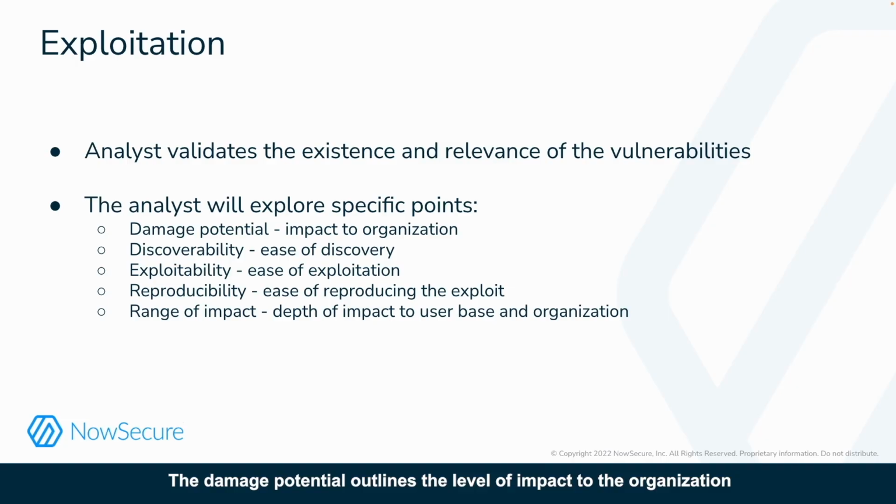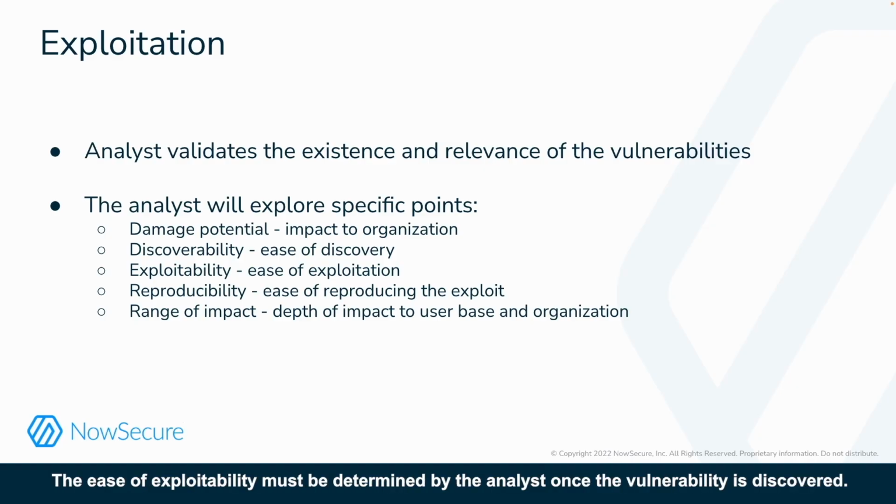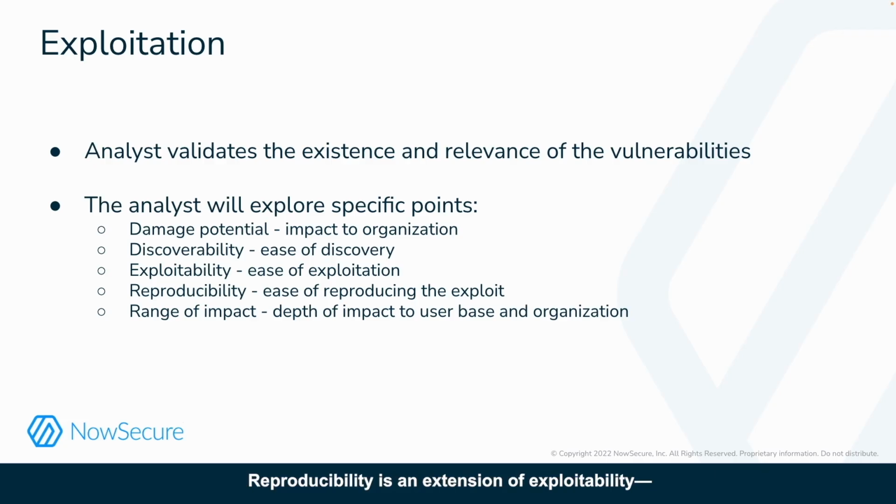Damage potential outlines the level of impact to the organization as a result of vulnerability exploitation. Discoverability refers to the ease it may be for an attacker to discover the vulnerabilities. The ease of exploitability must be determined by the analyst once the vulnerability is discovered. Reproducibility is an extension of exploitability. The analyst will determine if discovered vulnerabilities and exploits can be reproduced and taken advantage of easily.